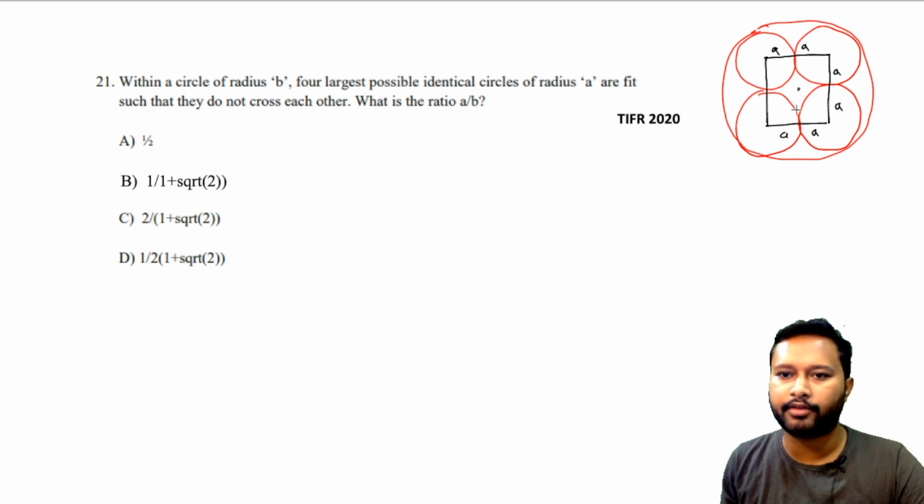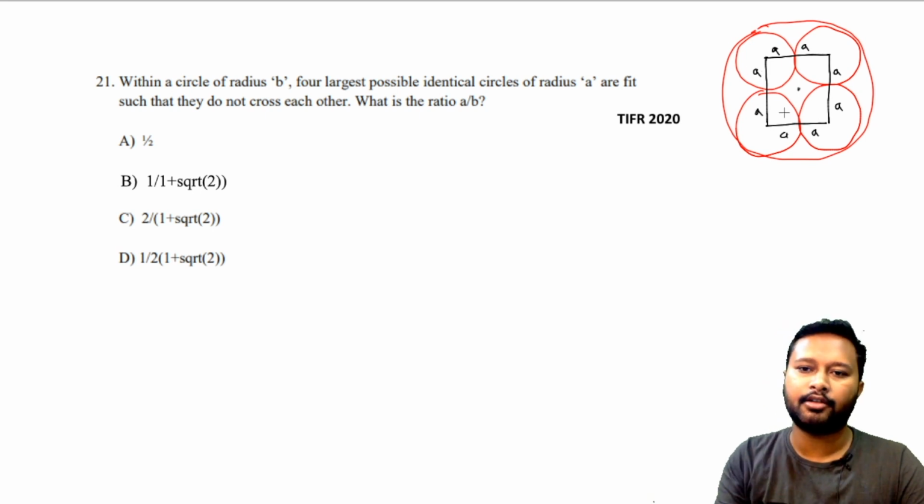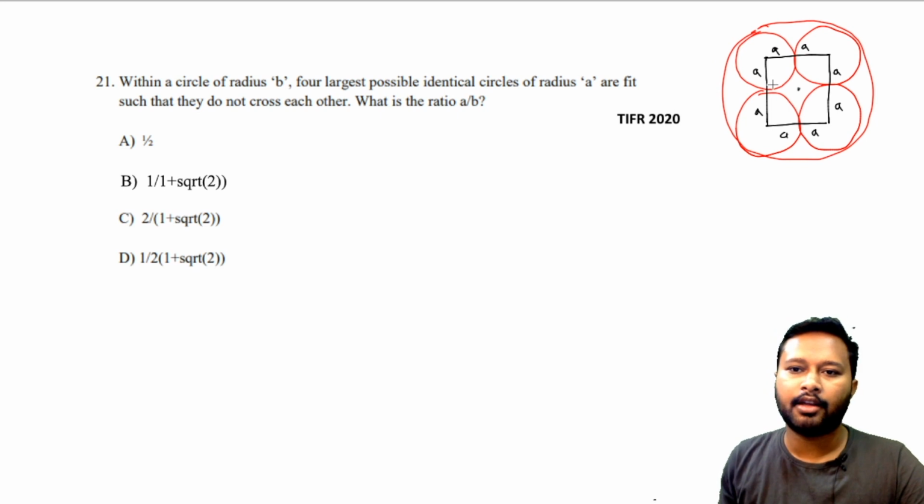From here to here, radius of this circle. So A plus A, 2A. This is a square of side 2A. All right, so one thing is confirmed, that this is 2A.